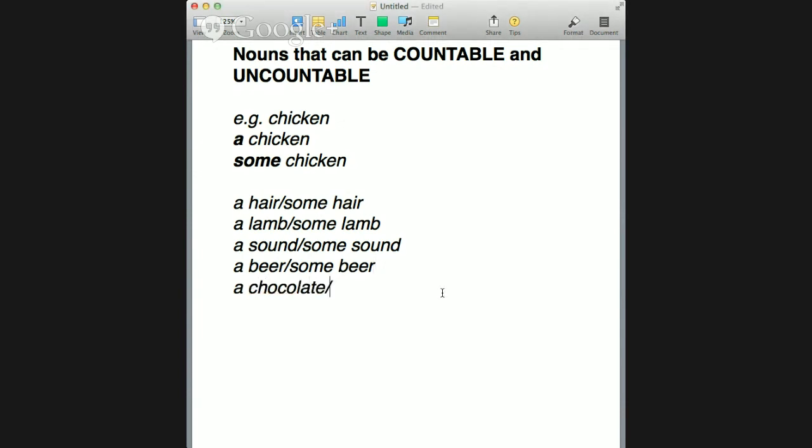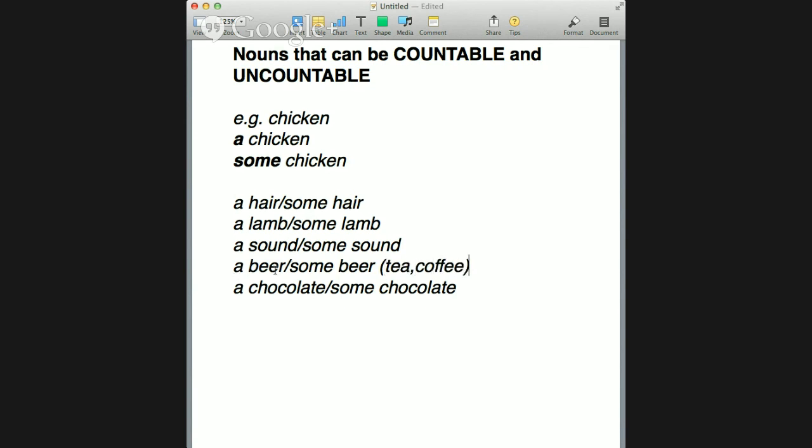I didn't know that beer could be uncountable. Well, there you go. You've learned something. Beers don't exist. Well, actually, no. This is what we actually use for quite a number of drinks, like tea, coffee.